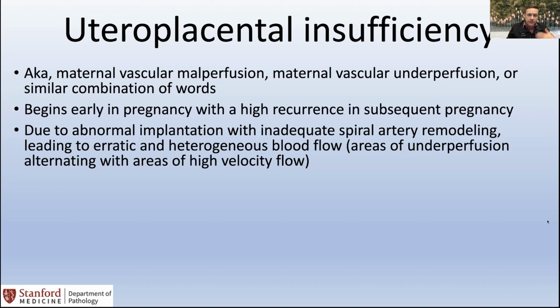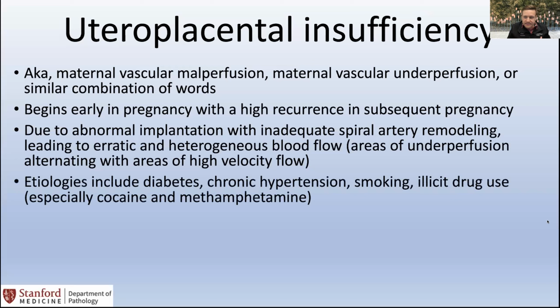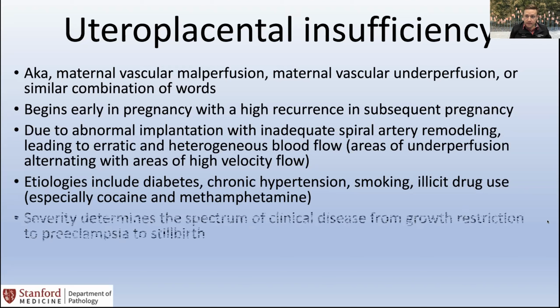And it could be very heterogeneous, with areas of underperfusion alternating with areas of very high perfusion. And it isn't something that we fully know yet. It still is being studied. There are many etiologies that can be associated with this insufficiency: diabetes, chronic maternal hypertension, smoking, certain types of drug use, which go with more sympathomimetic type responses like cocaine or methamphetamines.